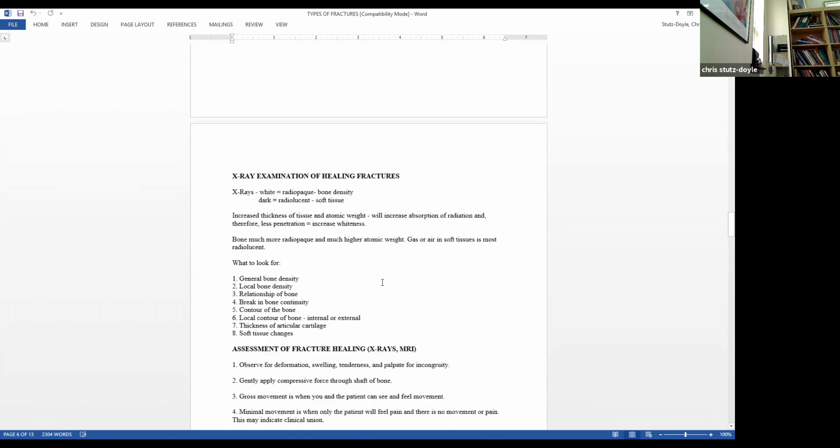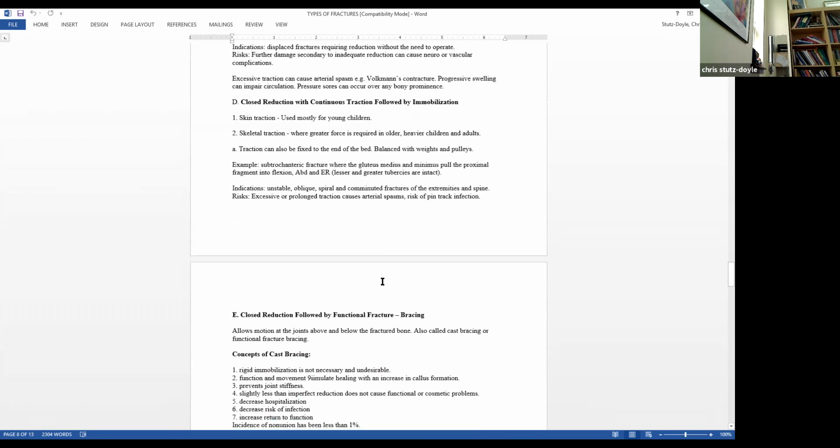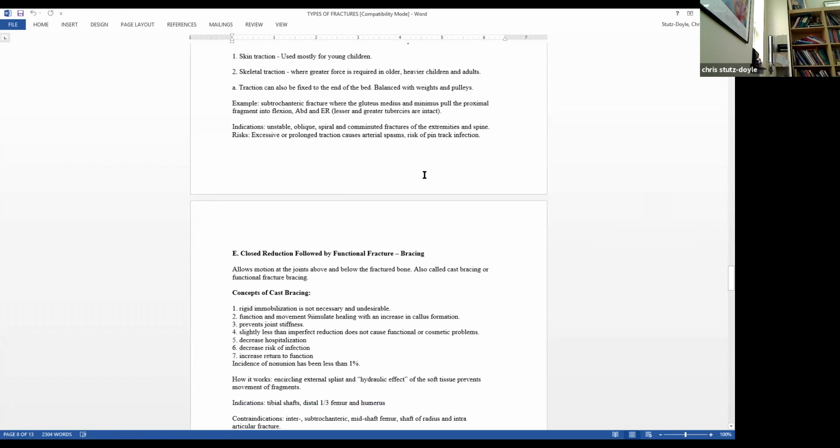All right. Fracture treatment. Let's see, skeletal traction. They very rarely do skeletal traction anymore because they have to keep a child or an adult in bed for a very long time. So that traction can be fixed to the end of the bed, and it's balanced with weights and pulleys. Remember, we talked about Thomas splint and traction. But generally, they try not to do that.